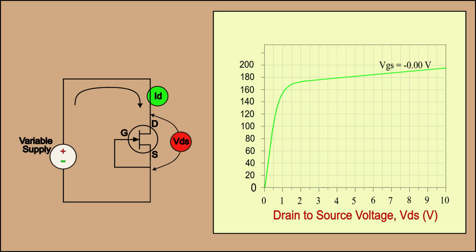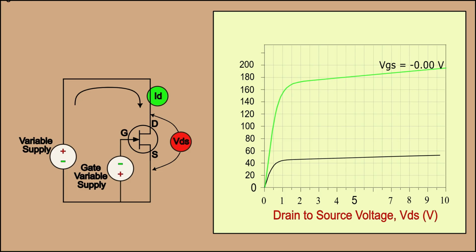Let's see what happens when we remove the short between the gate and source and replace it with another variable supply. Notice that the gate is connected to the negative rail of the supply. Let's set the gate supply to minus 0.3 volts and again vary the drain voltage between 0 and 10 volts. This time the current has a similar shape but is lower, and the ohmic region is not as steep as it was when the gate to source voltage was at 0 volts.